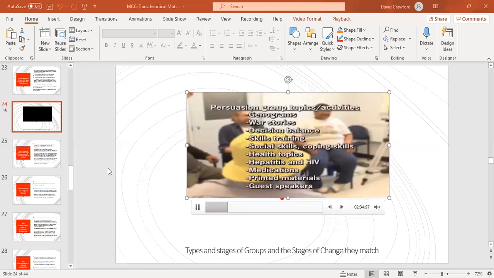Topics for discussion in persuasion groups include personal and family history in the form of a genogram, discussion of personal experiences of substance use, sometimes referred to as war stories, decision balances, social skills training, coping skills training, and health information. The leaders use simple printed materials to help clients learn about the topic of the day. Guest speakers liven up the group and make it more interesting for members.